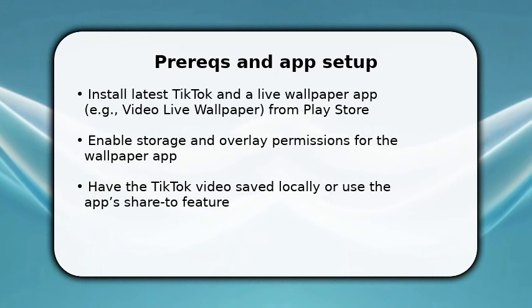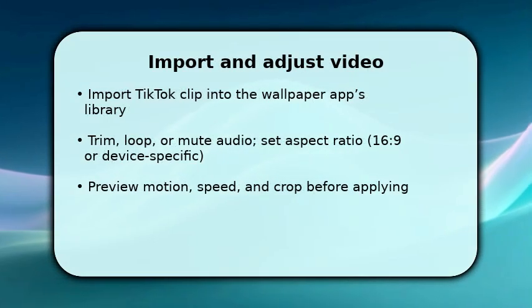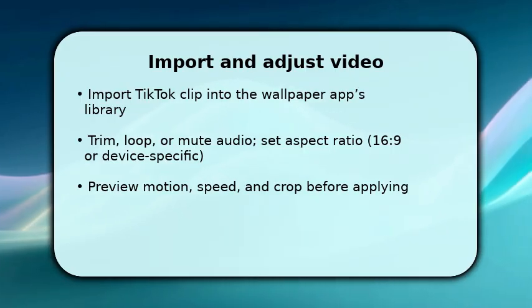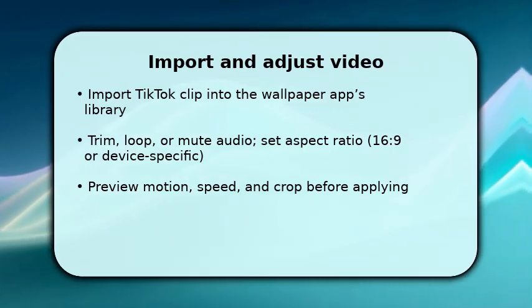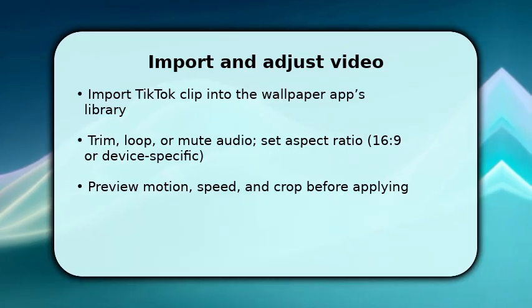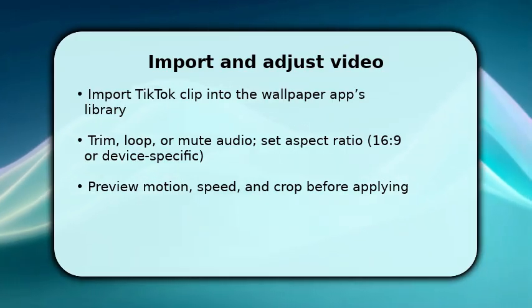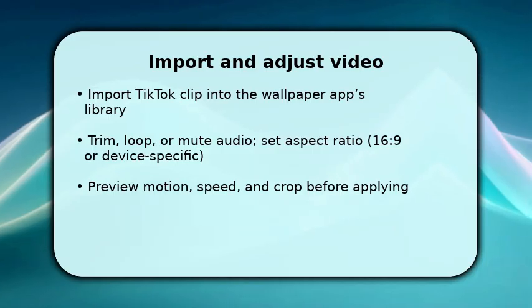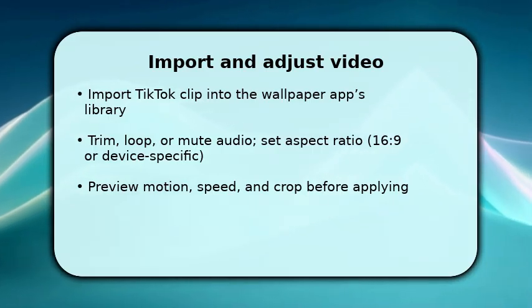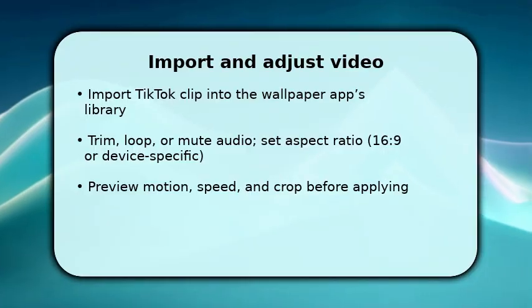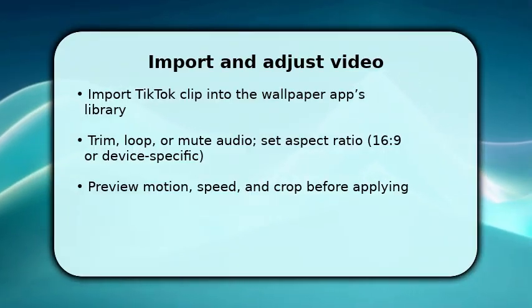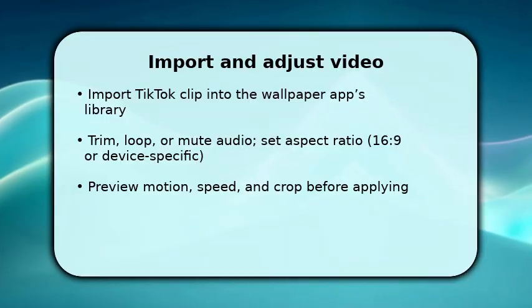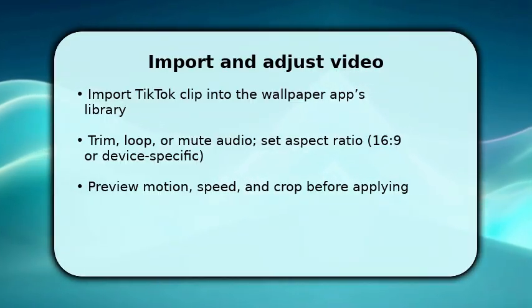Now you take the imported TikTok clip and customize how it appears on your lock screen. Import the file into the wallpaper app, then trim excess, mute audio if you prefer, and set a loop so the motion repeats smoothly. You should adjust crop and aspect ratio to avoid black bars. Many apps offer a device preset. Use that. Once you tweak speed and position, preview on a simulated lock screen. This confirms framing, motion, and battery impact before you commit to applying it.